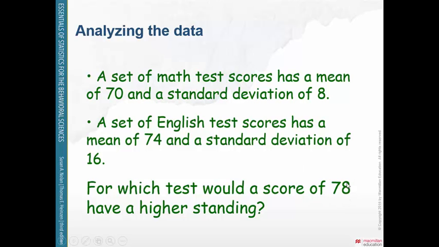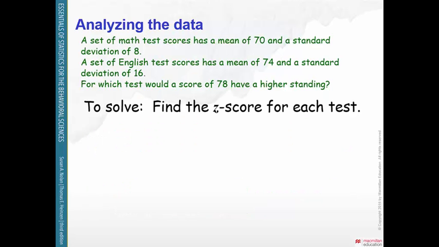You would be finding a z-score for the math test, score of 78, and you're also going to find a z-score for your English test, where you got a 78. So go ahead and compute those two z-scores, and pause that until you've done it. So you would need to find the z-score for each test.